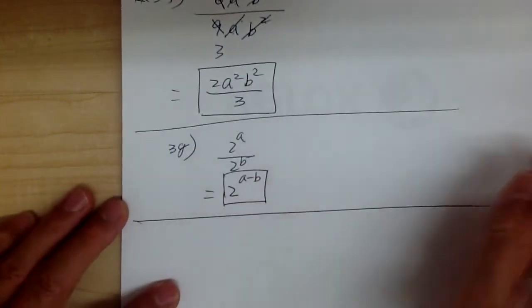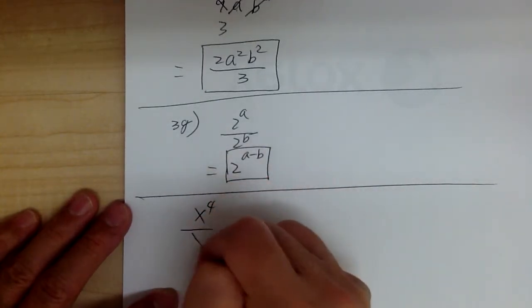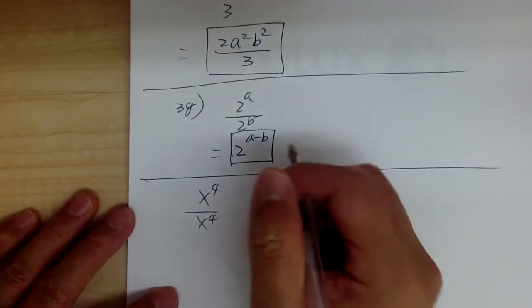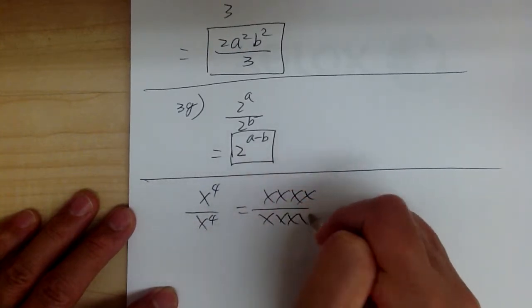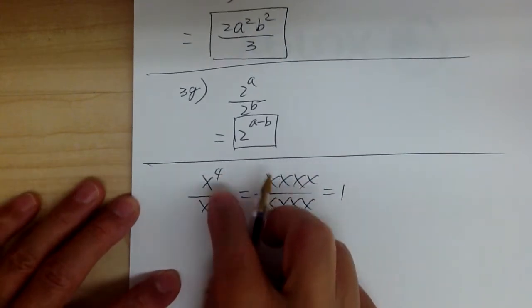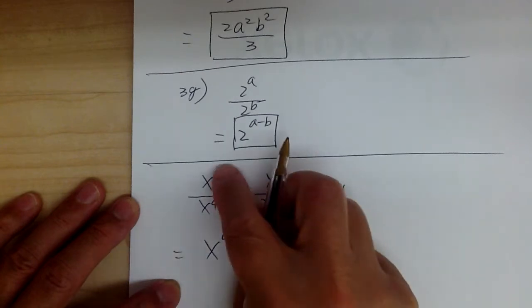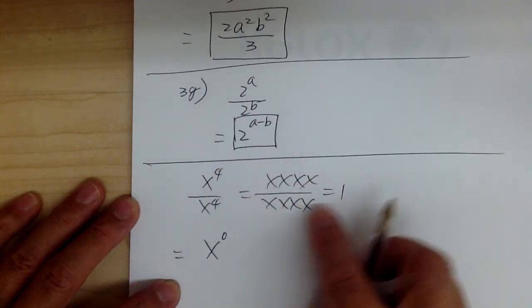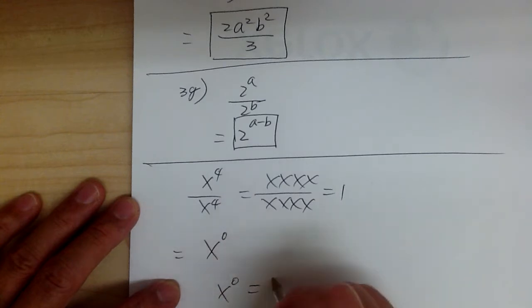Okay, now let's look at the 0 power. So let's say you have x to the 4 over x to the 4, right? Well, you know that if there are 4 of them on top and 4 on the bottom, this is equal to 1, right? But if you apply the quotient rule, this is also equal to 4 minus 4, so it'd be x to the 0. 4 minus 4 equals 0. So that's how you know that the 0 power equals 1. So you can see that x to the 0 equals 1.